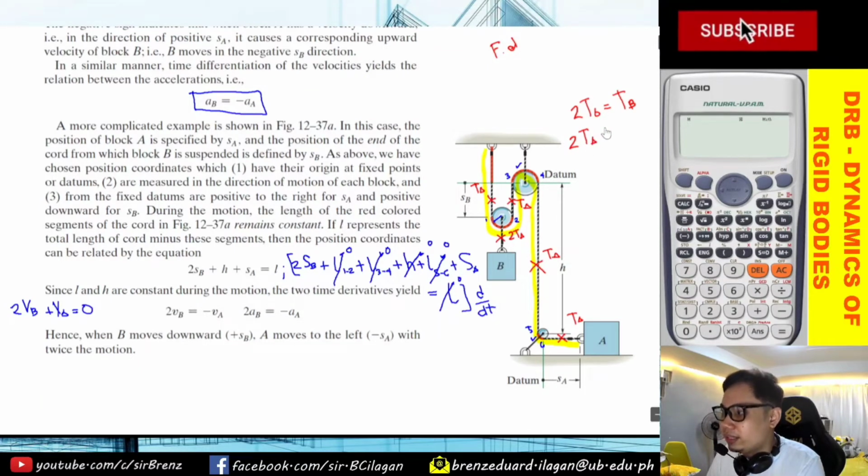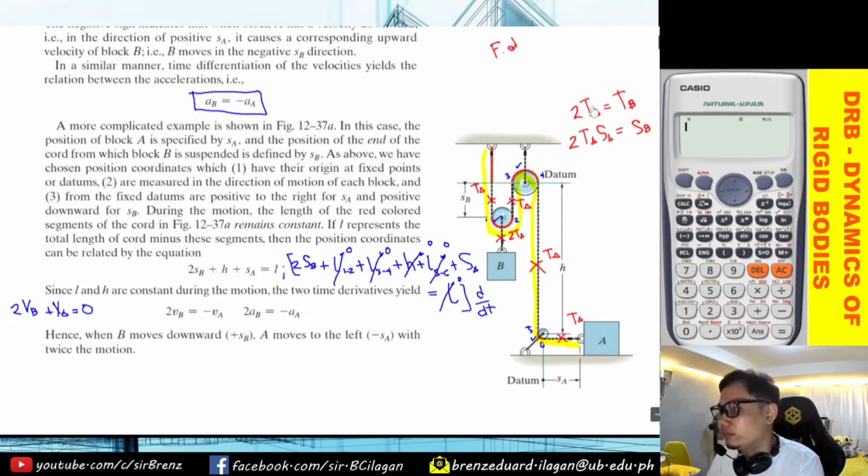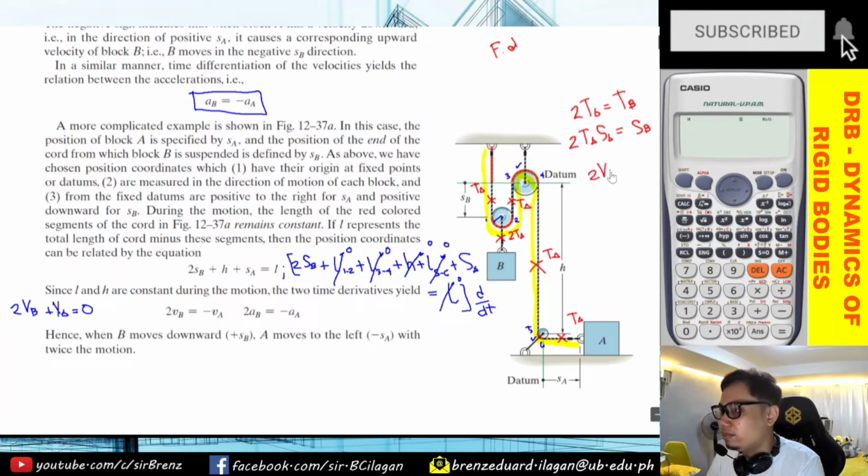Yan yung ating S sub A. Ayan. So, ito, S sub B. Okay? So, nangyari lang, di ba constant naman yung tension? So, maa-cancel lang yan. Okay? Or kapag dinerivative mo siya, di ba ito magiging velocity? 2 V sub A. Ito V sub B. Ito, 2 V sub C.